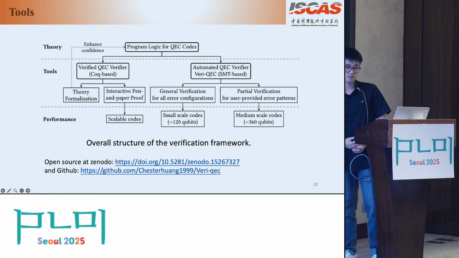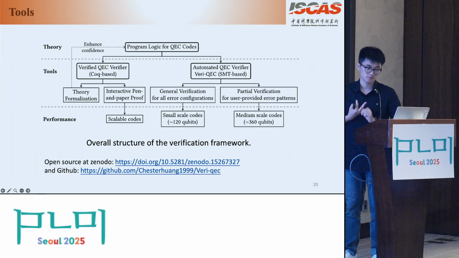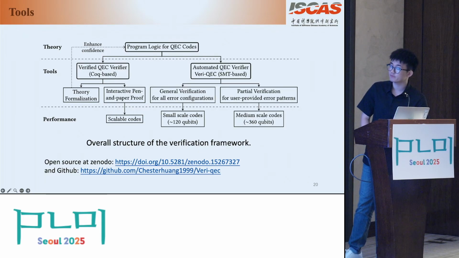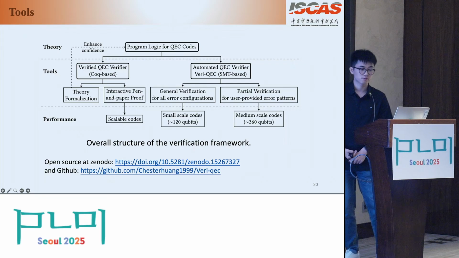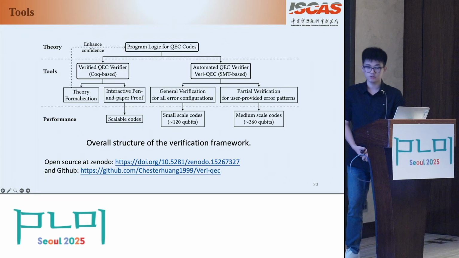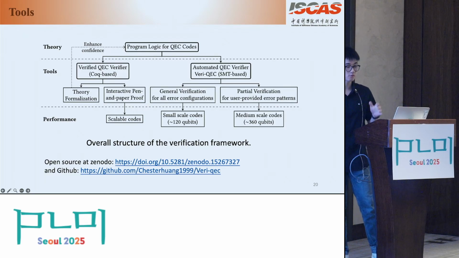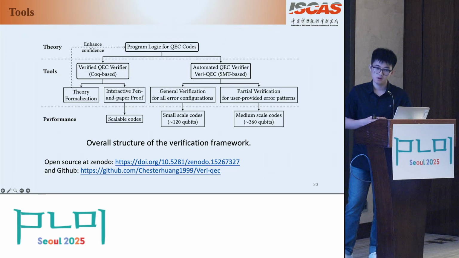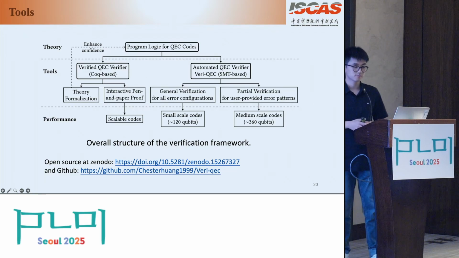And in the last part, I will introduce the tools we implement for efficient verification of QEC programs. This figure briefly summarizes the overall structure of the verification framework. We first formalize our theory in a Coq proof assistant based on the library CoqQ. And another automated verifier, Veri-QEC, is developed in Python, and we demonstrate its efficiency and functionality by performing different verification tasks. Both modules of the tool have been made open source.